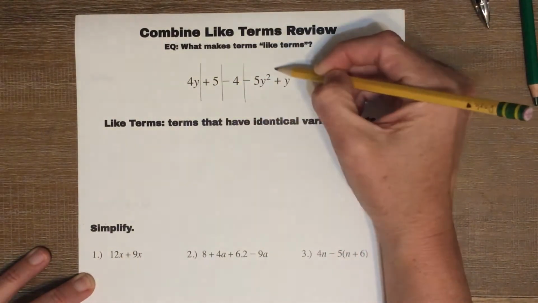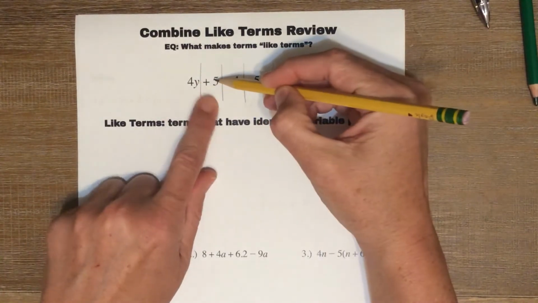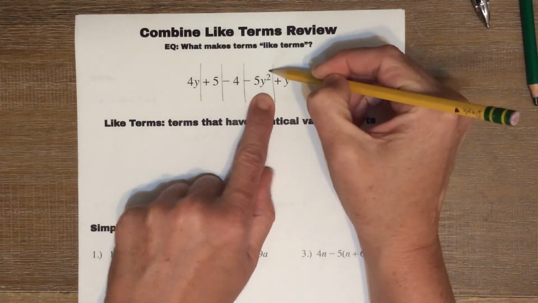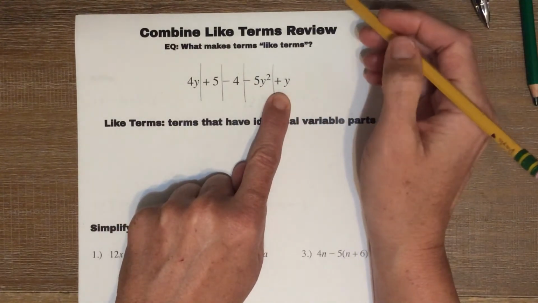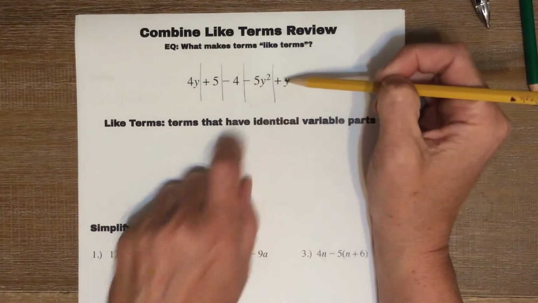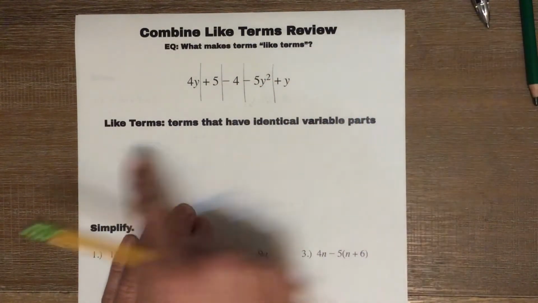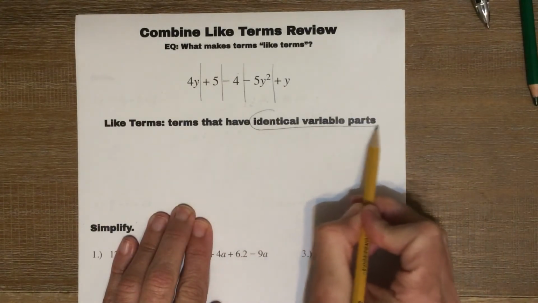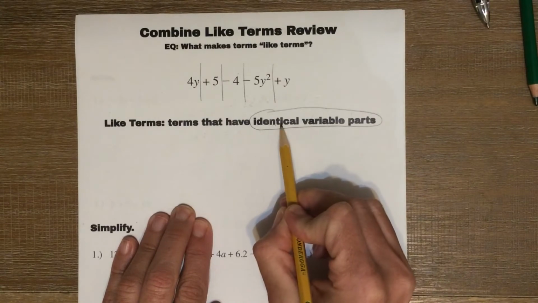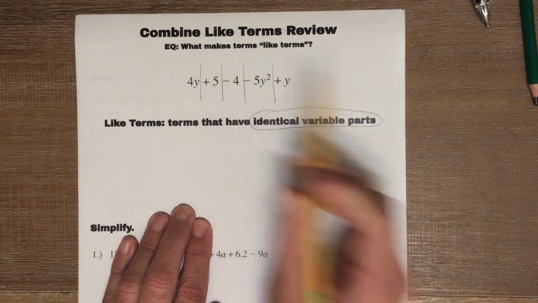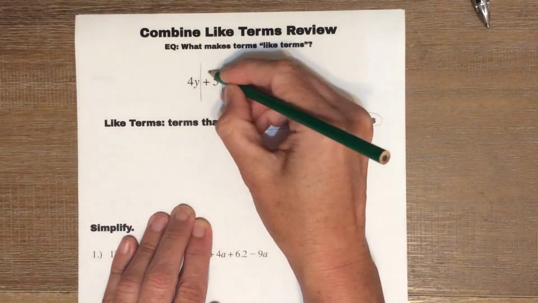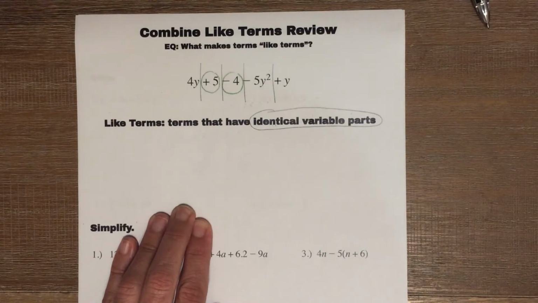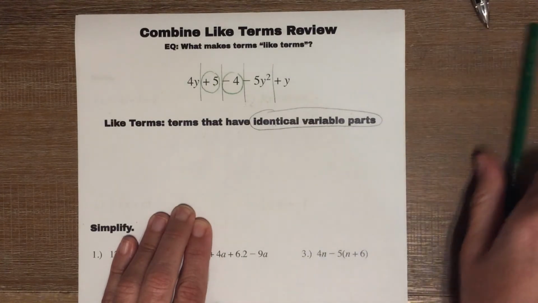Remember when we chop things up like this right in front? This is a positive 4y, this is a positive 5, this is a negative 4, negative 5y squared, and positive y. So there are 5 terms in this expression. Like terms are terms that have identical variable parts. For example, this is a 5 and this is a negative 4. They have no variable parts.